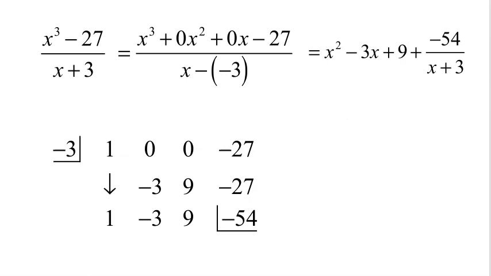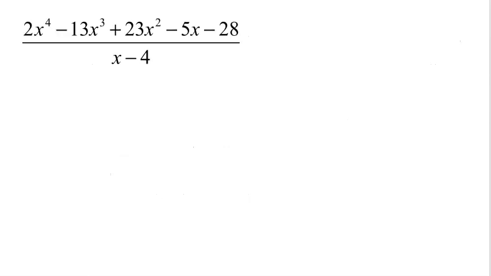All right, let's do one more problem. I've got 2x to the fourth minus 13x cubed plus 23x squared minus 5x minus 28 all over x minus 4. Again, notice the bottom is x minus something, 1x minus something. That's when you want to use this strategy. If your divisor is something other than 1x minus something, then you want to use polynomial long division. So 4 will go on the outside since it's x minus 4.